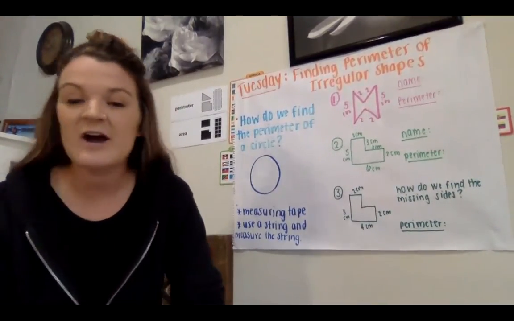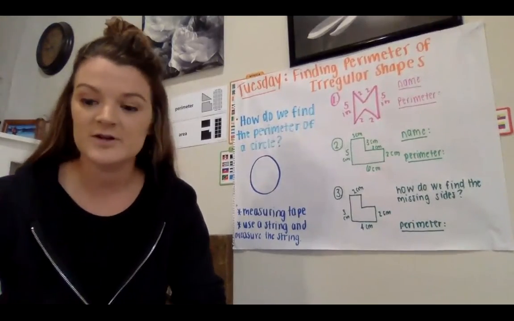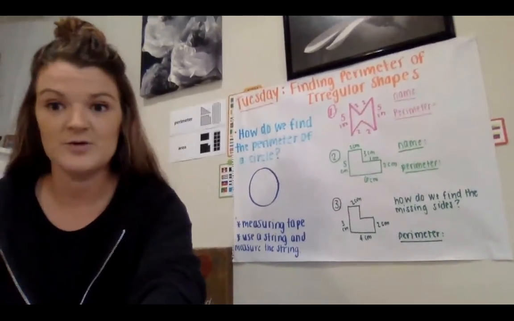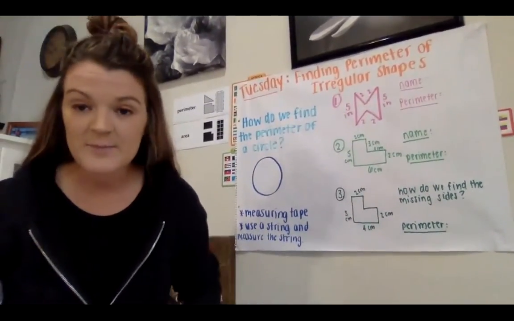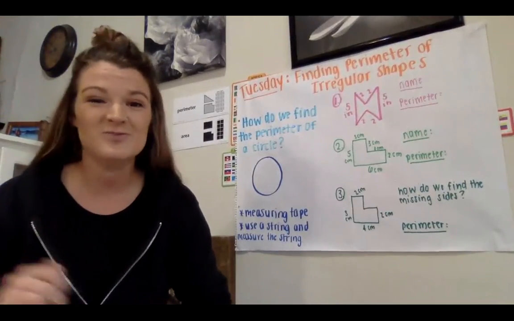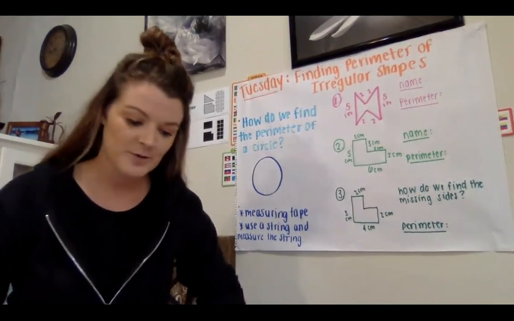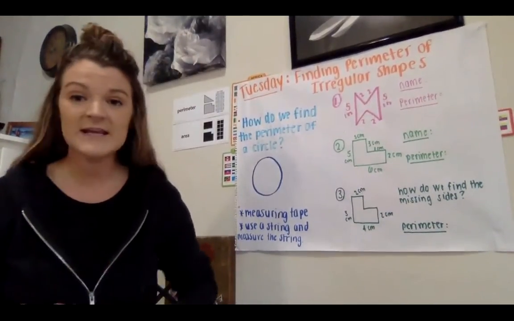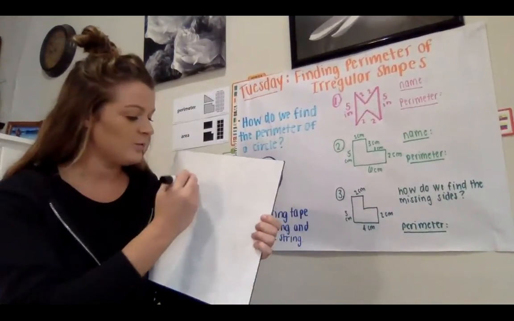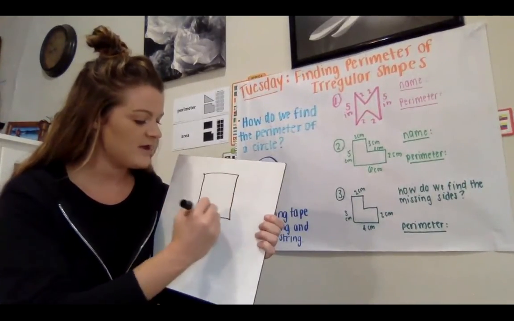Before we jump into our I can statement, I do want to do a little bit of fluency practice. So remember, you can pause me, go get a piece of paper and a pencil or a whiteboard, and let's review some of our perimeter questions. I'm going to give you some shapes, and we're going to work together to quickly find the perimeter.